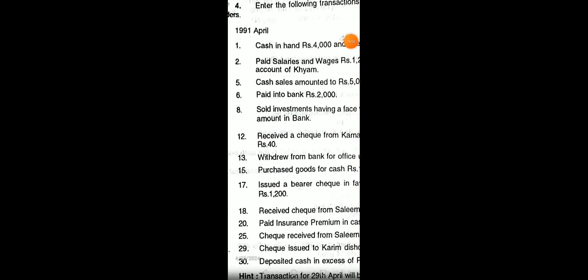Now you are at entry number 5. What is it saying? Cash sales. I asked the same question in the class, though it's funny, what is cash sales? Somebody said, when you are selling your cash. No, it's not like that. You are selling your goods and receiving cash immediately. It's a cash transaction.